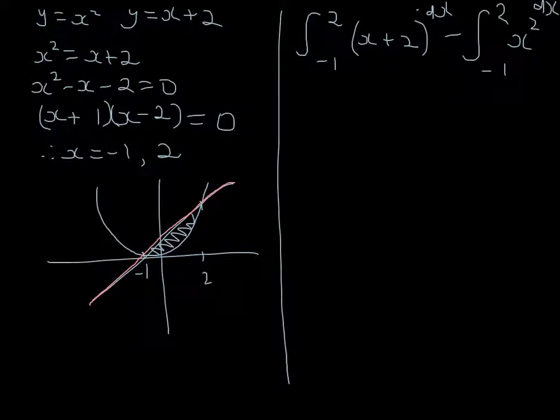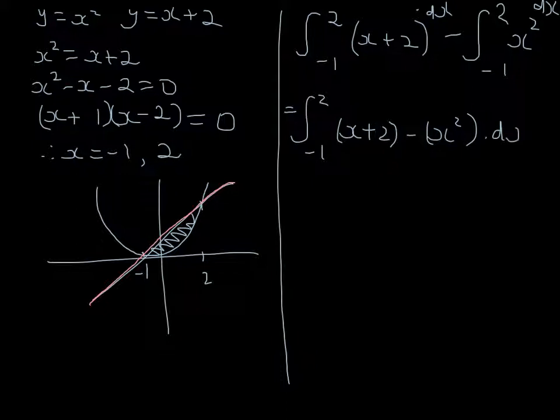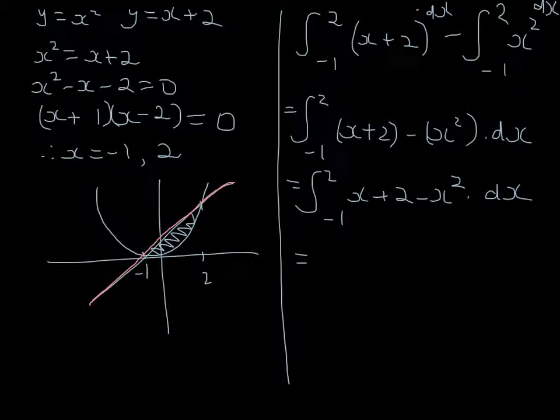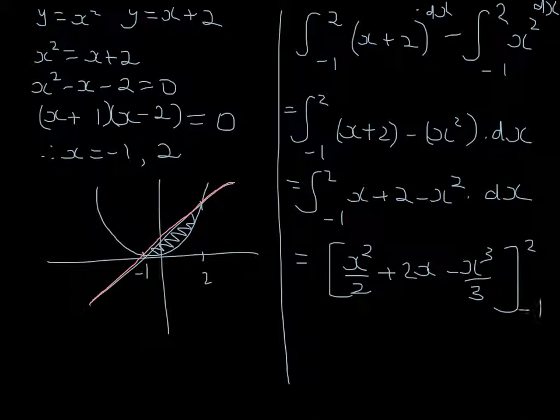Okay, we can set up another integral, but the laws of integration say that that's the same as saying from 2 to minus 1 of x plus 2 minus x squared dx. We don't need to do two separate integrals. The minus in this case is only applied to one term, so the brackets aren't needed. And then we integrate. So it's x squared on 2 plus 2x minus x cubed on 3, from 2 to minus 1.